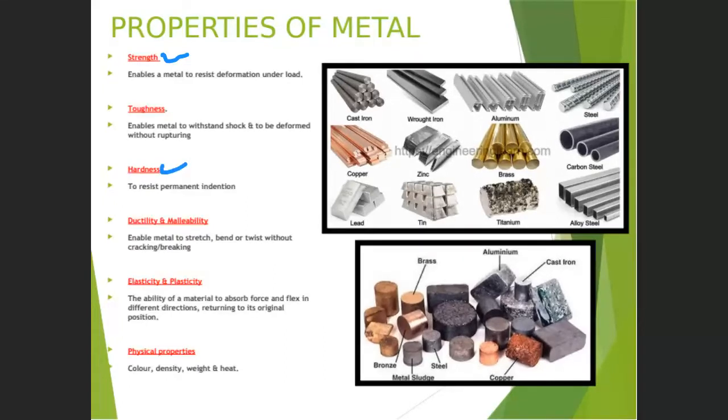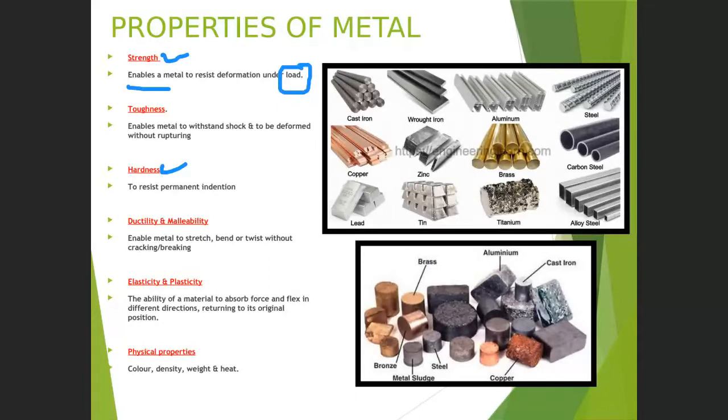You can also see that the steel, the metal, can be bent by using a machine, and you also need to have a skilled worker to bend all these products. Okay, let's look at the first one, the strength. When we talk about the strength, it enables a metal to resist deformation under the load. So this is what I did mention.